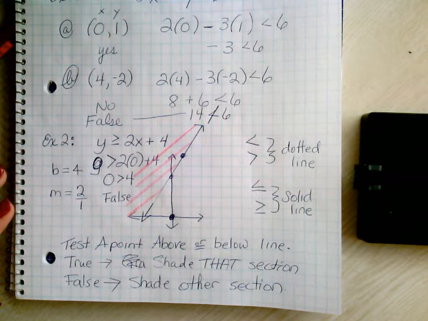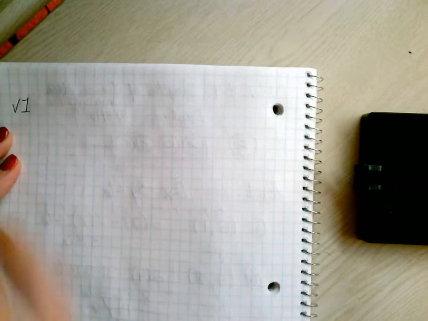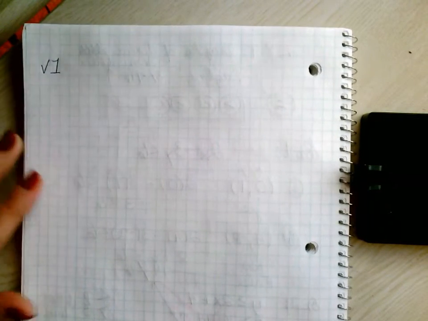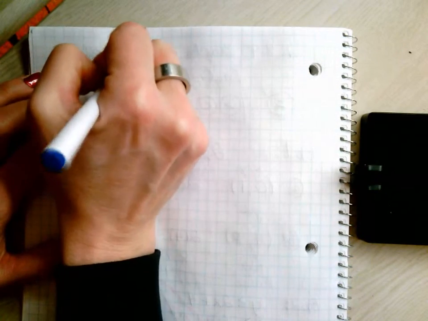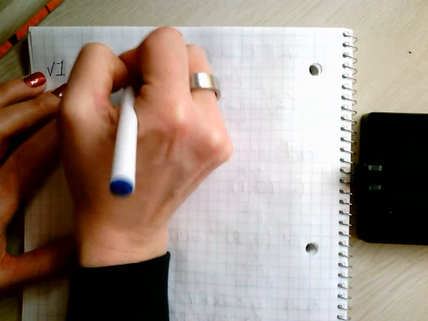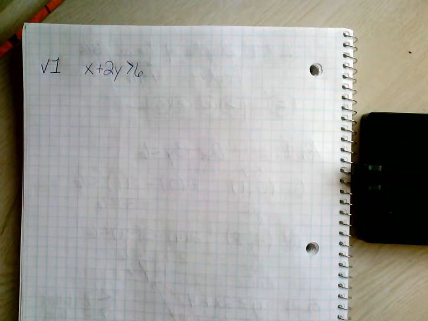We've graphed one. We're going to graph another one, and it's going to be from the checkpoint. I want you to follow along with that really quick. This is going to be checkpoint 1. Graph x plus 2y is greater than 6. We're going to treat it as if it's an equal sign, but first we need to get it into y equals mx plus b form.